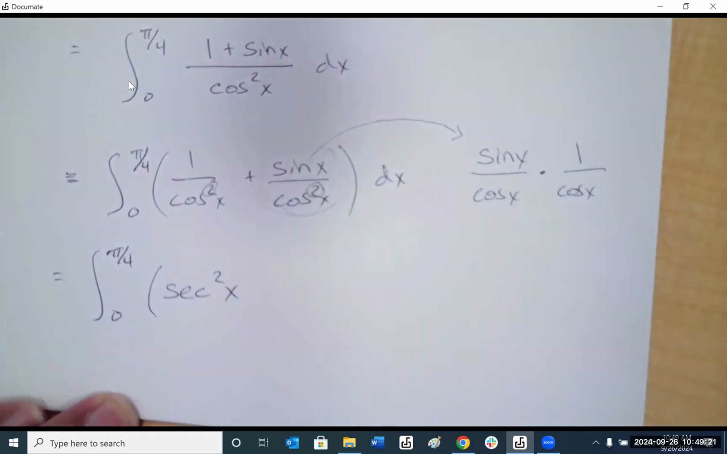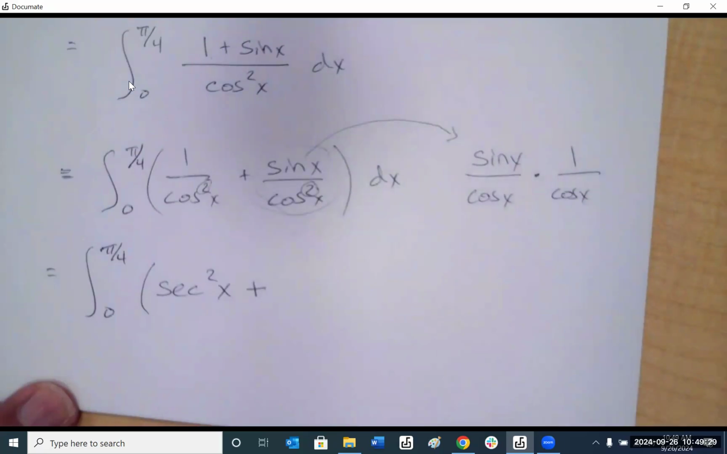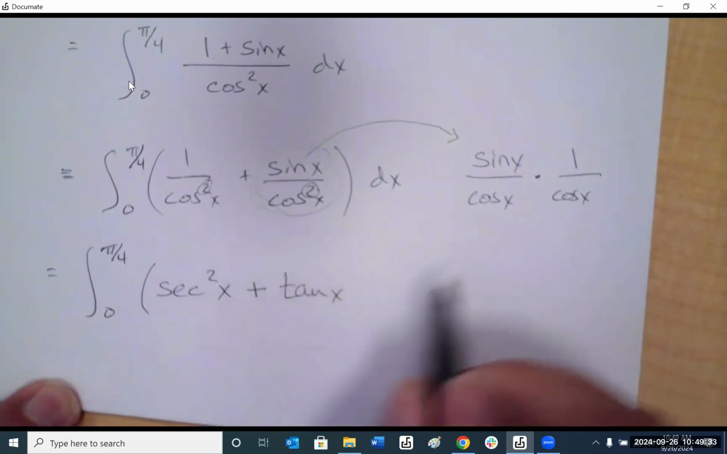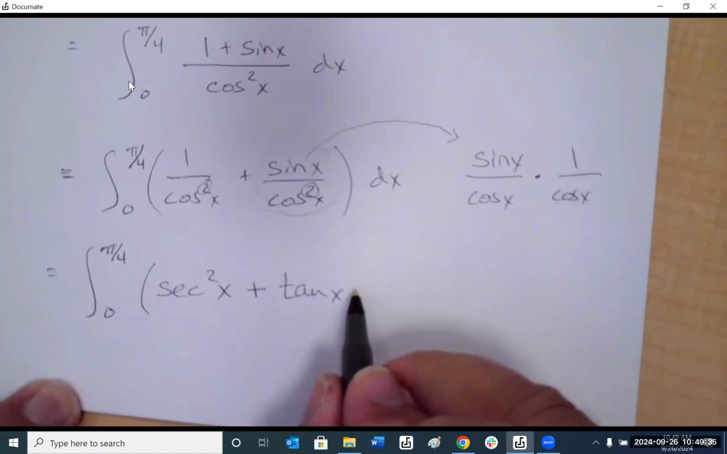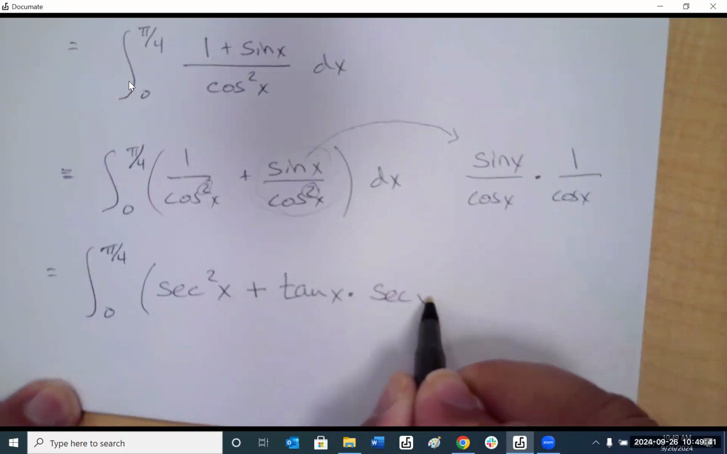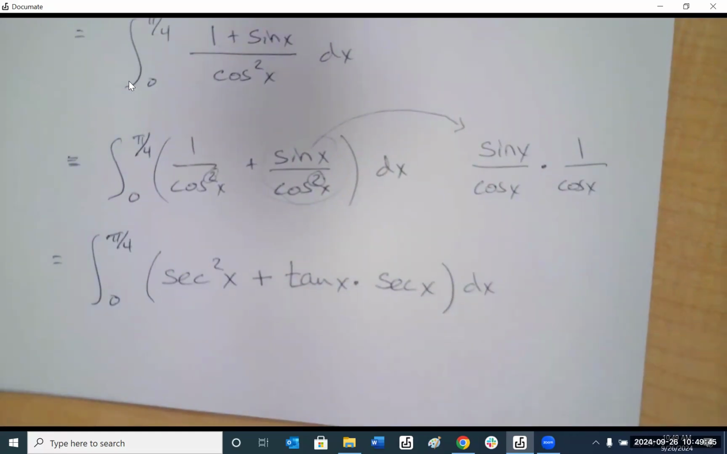Since we have 2 cosines on the bottom, we can split them. What is sine x over cosine x? Tangent, times 1 over cosine. You're in Cal 2, guys. This should be second nature to you.